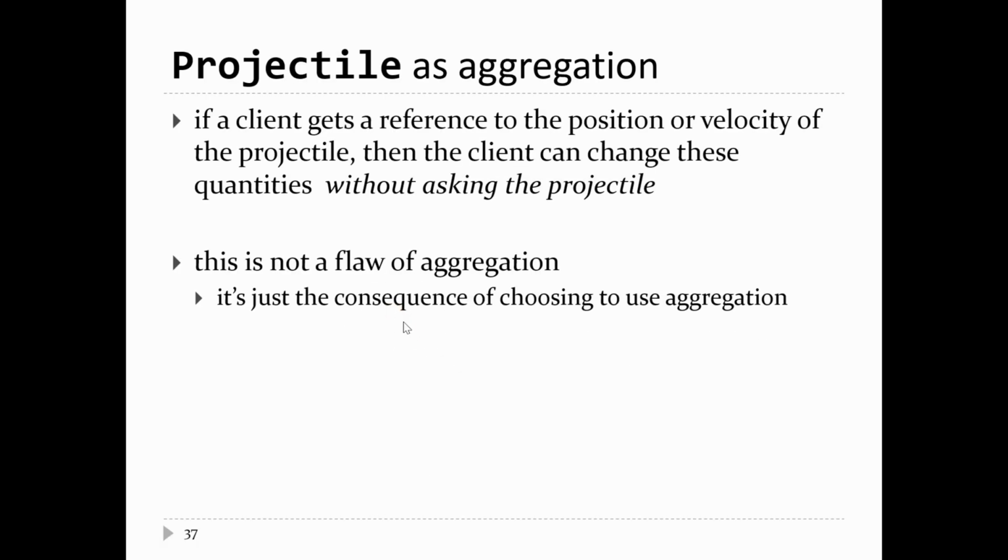Okay, so if that bothers you, you might say, hey, look, it doesn't make sense that the position of the ball can change if you don't ask the ball to change its position. So if you want the ball to control its own state, you can't use aggregation. You have to use composition instead.